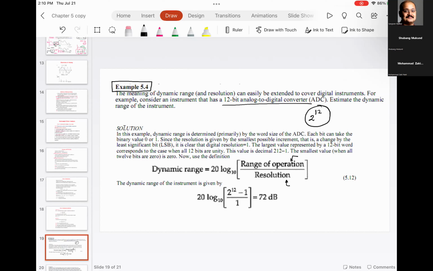Since A to D starts with 0, you actually subtract 1. But basically, even if you don't do it, the answers are not going to be different. So basically, 2 to the power 12, log base 10, multiplied by 20. This is the 72 dB resolution. And this is called decibel. Does anyone know the story behind this decibel?